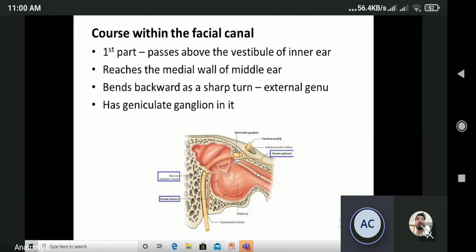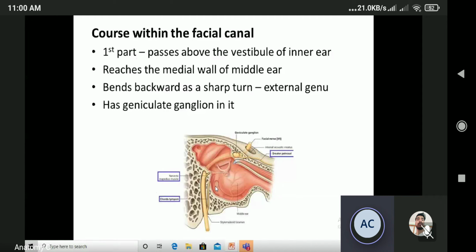Now, this is within the petrous part of the temporal bone. The petrous part of the temporal bone consists of the middle ear cavity. So this is the middle ear cavity here, the tympanic cavity. And medial to the middle ear cavity, here you have the inner ear.